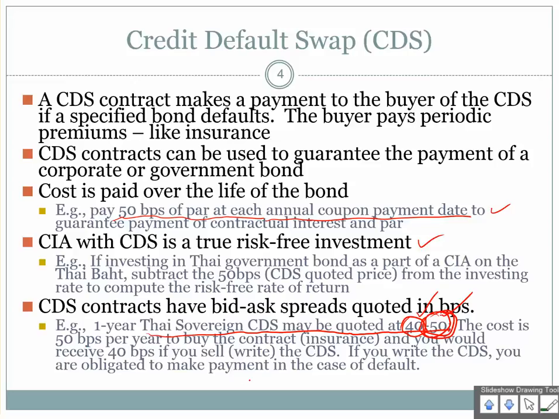So say the Thai bond offers 4.5% per year. I give 1,000 Thai baht and get 4.5%. If I buy a CDS, I'll give up half of that percent. So what I get is basically a hedged risk-free rate of return on a Thai bond of 4%. In other words, I get a contractual 4.5% from the government, and then I pay a third party, some bank most likely, 50 basis points to insure that this gets paid. So effectively, I then get a 4% hedged risk-free investment.